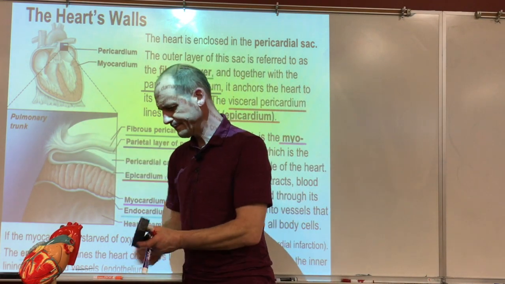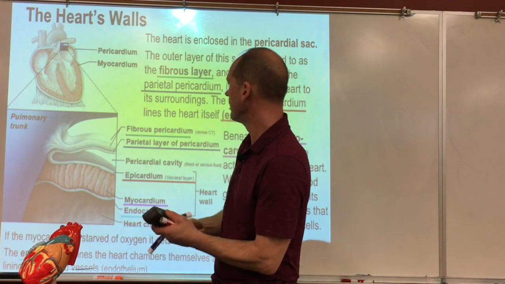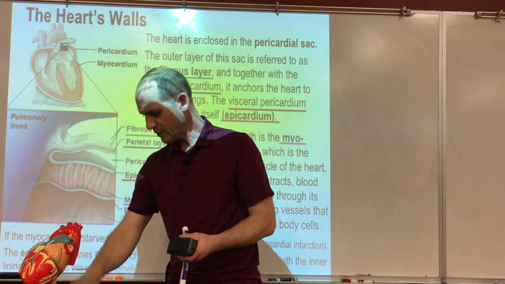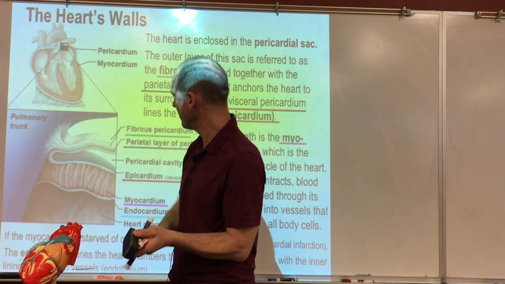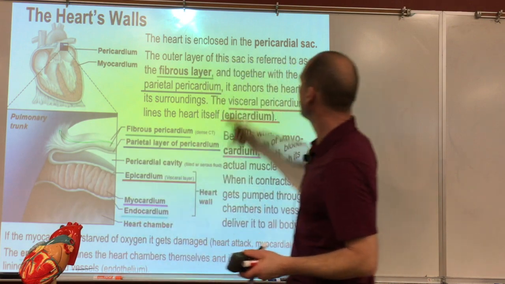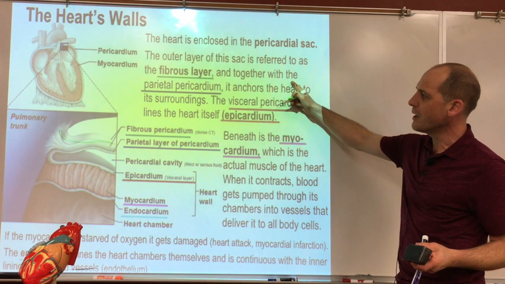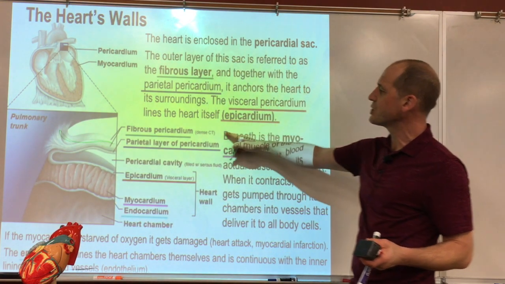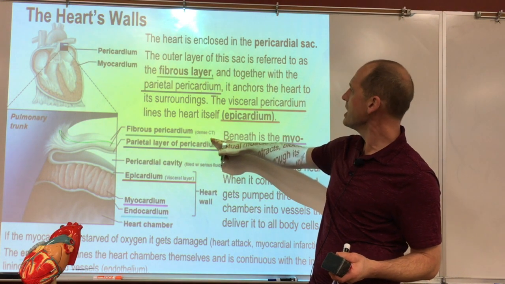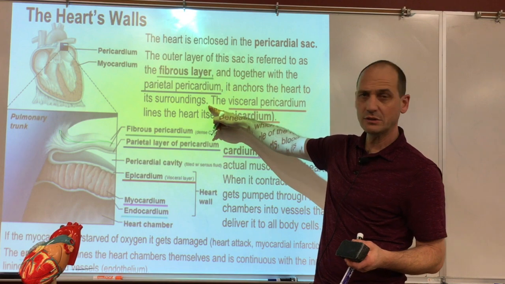Okay, let's do that again. The fibrous pericardium is right here on the outside, and it's dense connective tissue. I wrote that down in here. So it anchors the heart to its surroundings.